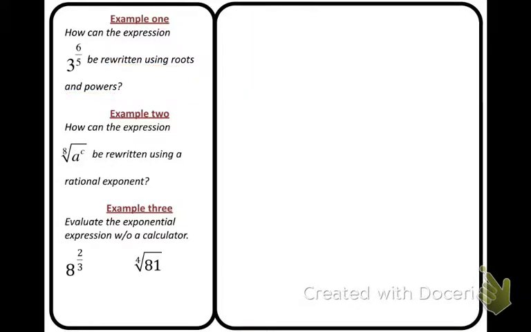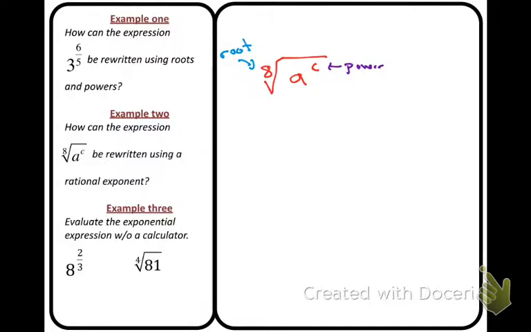Example 2. How can the expression the 8th root of a to the c power be written using a rational exponent? So I'm going to go ahead and rewrite this here on the side, a little bigger. Okay, so remember labeling this stuff. The 8 here is going to be our root. The c here is going to be our power.